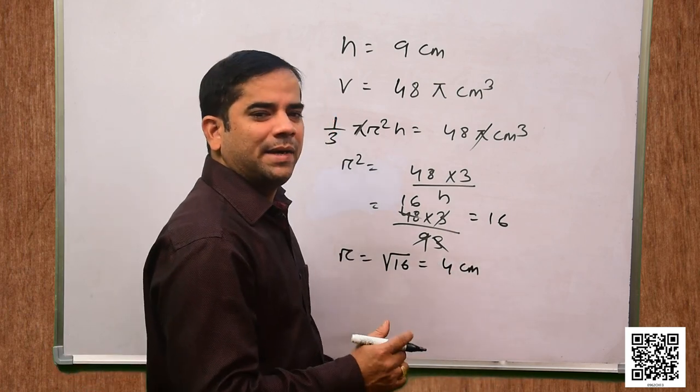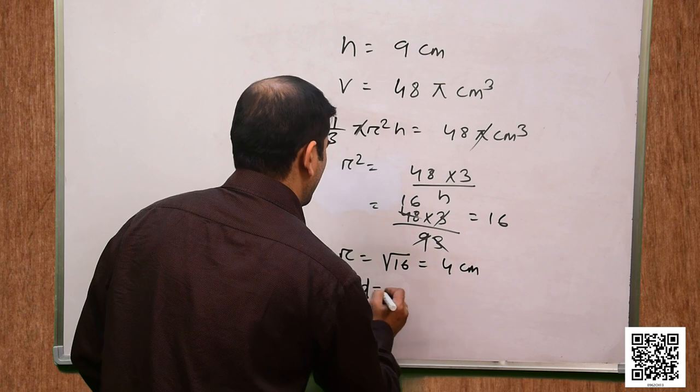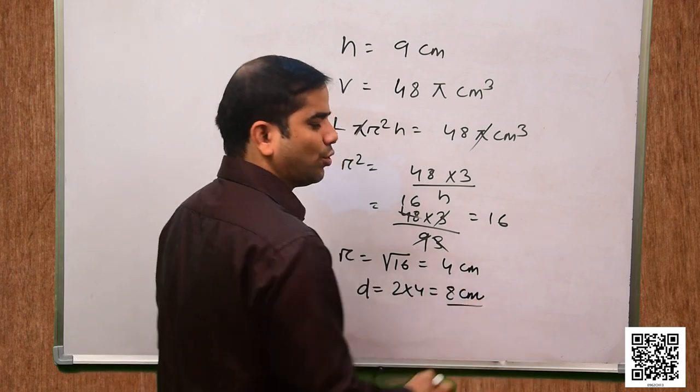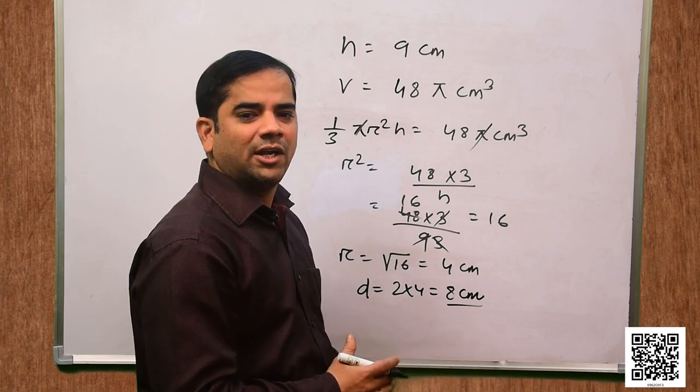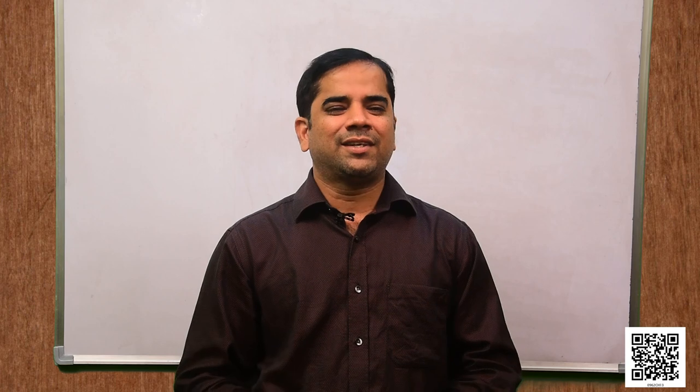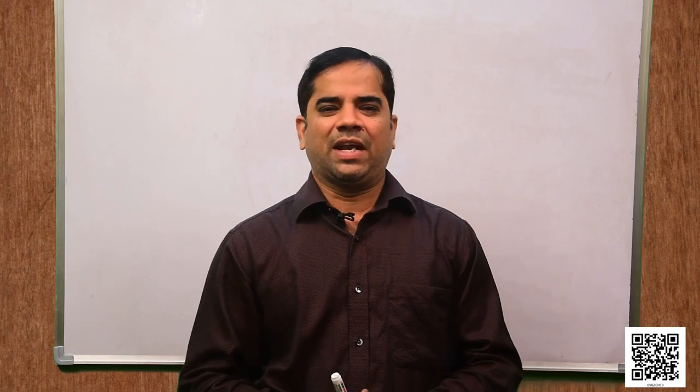But we need the diameter. So what is diameter? D is equal to 2 into 4, that is 8 centimeter. So this is the required answer for the question. Hope you understand. Students, let us now solve question number 5.